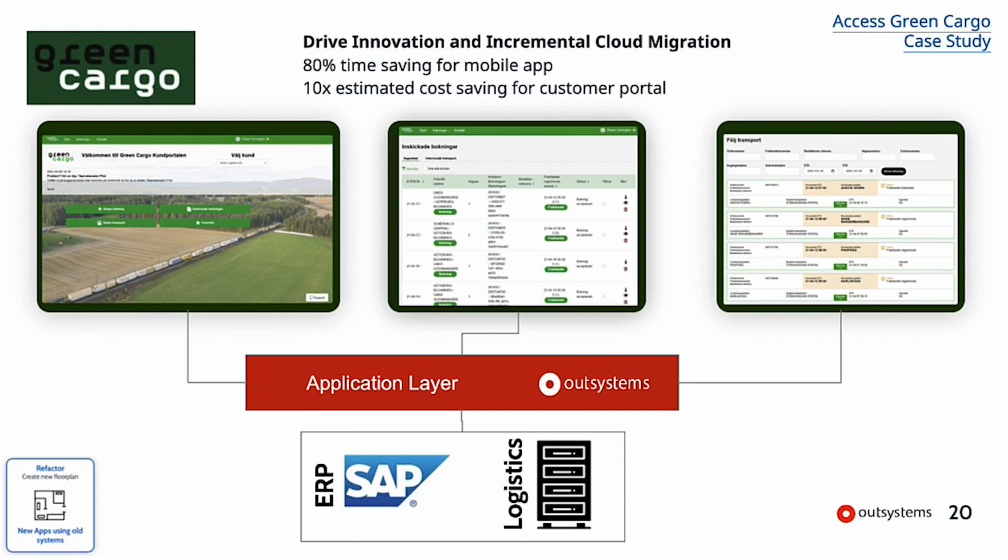What they were able to do is build it out with Outsystems, and they decreased the time and the cost to build this, and there are huge time savings. And they didn't have to touch the SAP system. They didn't have to touch the mainframe system. They were able to do an upgrade underneath.